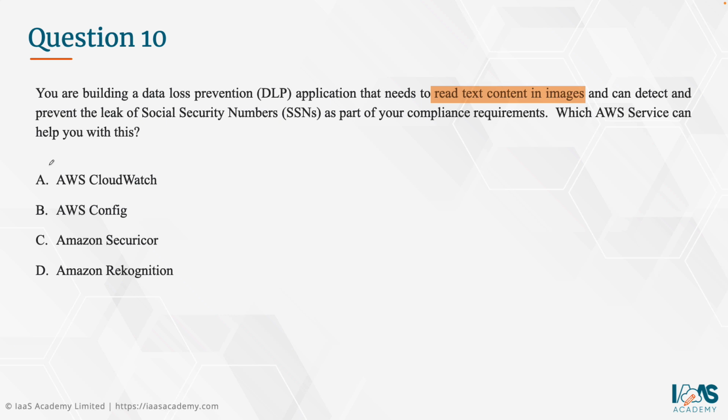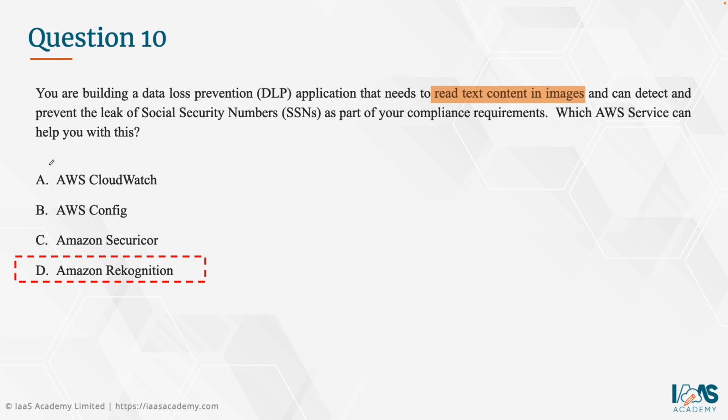Now, this requires a bit of machine learning, okay? And based on the options that you have on the screen, the answer is Amazon Rekognition. Amazon Rekognition is a service that will detect, analyze, and compare text, scenes, and faces in images and videos. It can read text imprinted on images, making it a valuable tool for data loss prevention applications focused on preventing leakage of sensitive information such as SSN numbers, etc. So the correct answer to this question is Amazon Rekognition.